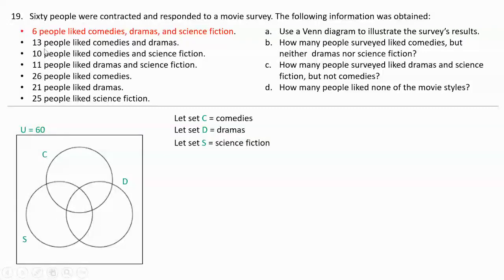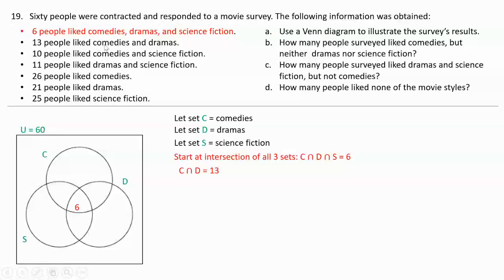Now here's where you start, guys. Here in red means that's what they all have in common, right? 6 people like comedies, dramas, and science fiction. So that means where do they all intersect? All 3 sets, right? So this is where you start. They all intersect here where the mouse is. So this is going to be 6. Okay. Then let's go to the second part.